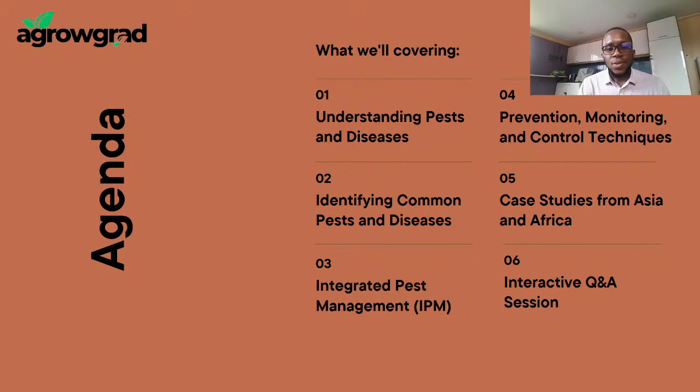Right, we're just really going to cover six main things. If there are any questions in the chat, we can always go back and answer them. First off, we'll be talking about understanding pests and diseases, identifying common pests and diseases. Then we'll move on to integrated pest management, then prevention, monitoring, and control techniques. And lastly, we'll cover, at a high level, different case studies from Africa and Asia.